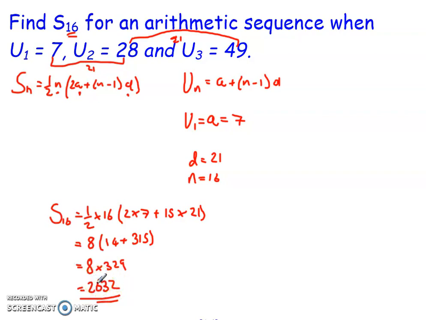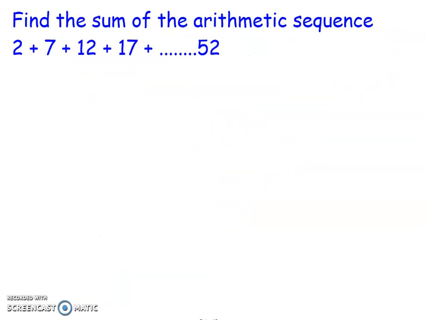So there you go, the sum of the first 16 terms of that arithmetic sequence is 2,632. Fairly straightforward. We just have to remember this key step here, because these are the three bits of information that we need to know: the a, the d, and the n. Second question was find the sum of the arithmetic sequence given by 2 plus 7 plus 12 plus 17 all the way up to plus 52.